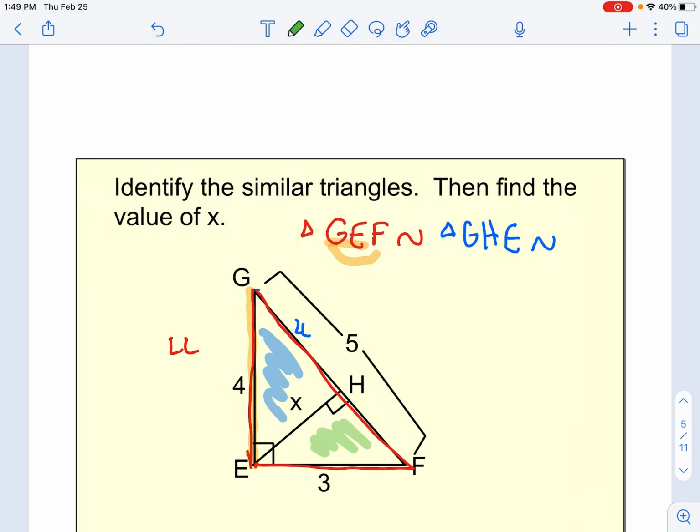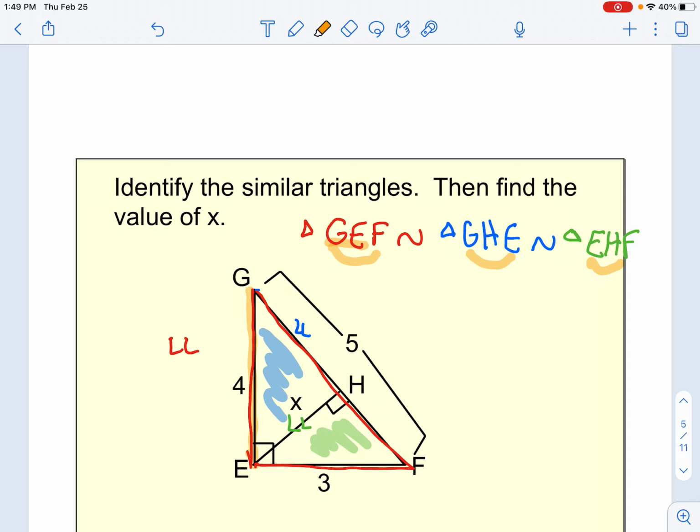And then again, using that same strategy for the green triangle, I have to start with the longer leg of the green triangle. Right here is the longer leg. So then I would say that is similar to triangle EHF. And again, notice the hypotenuse GE and EF. Those are all the hypotenuses. So first I identified all three similar triangles and make sure your vertices are in the correct order. And then to find the value of x, I'm going to set up a ratio of sides.